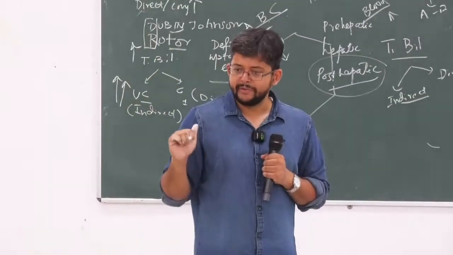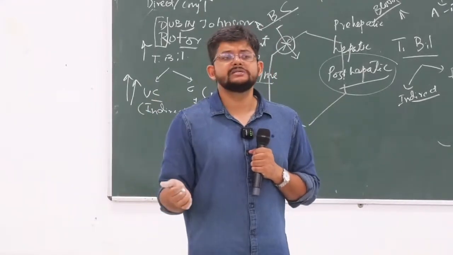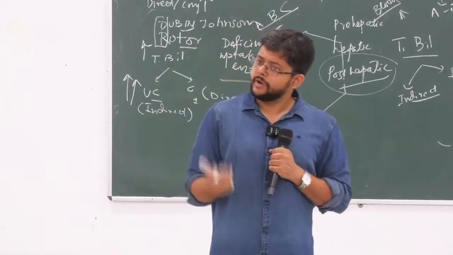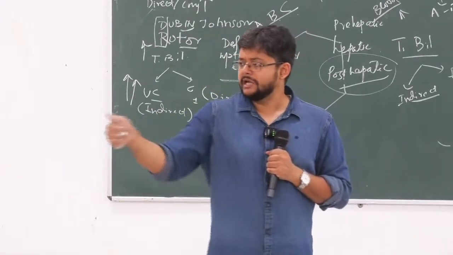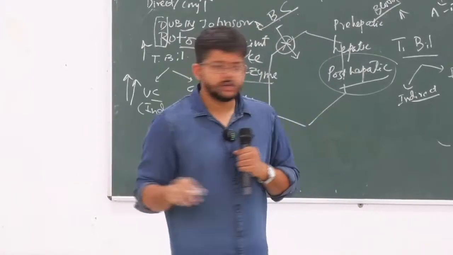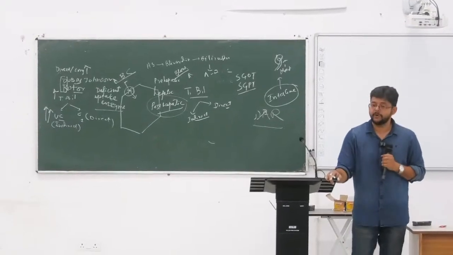Direct bilirubin will go up. Indirect will remain normal. Direct will go up. And since direct is going up, total is also going up. Total will rise; in jaundice total always rises. To classify, we have to look at the unconjugated and conjugated. Clear, everybody? Clear?